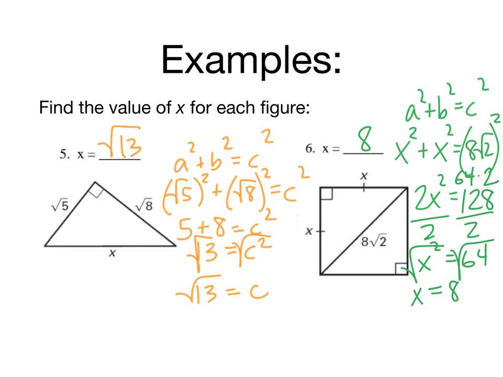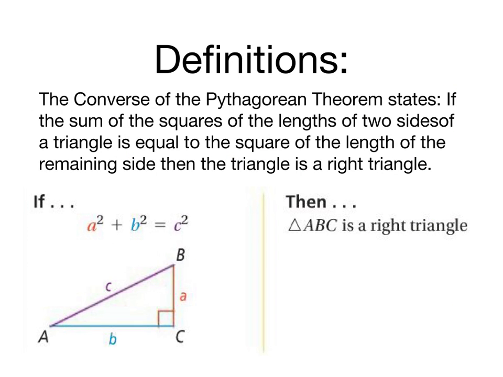Okay, continuing on, let's look at the converse of the Pythagorean theorem. Now, if you think back to logic, we learned quite a bit about converse, inverse, contrapositive. The converse is where we switch the two sides. So remember that the Pythagorean theorem fits right triangles. This is saying if the sum of the squares of the lengths of the two sides of a triangle is equal to the square of the length of the remaining side, then it's a right triangle. So it's taking the Pythagorean theorem and flipping it.